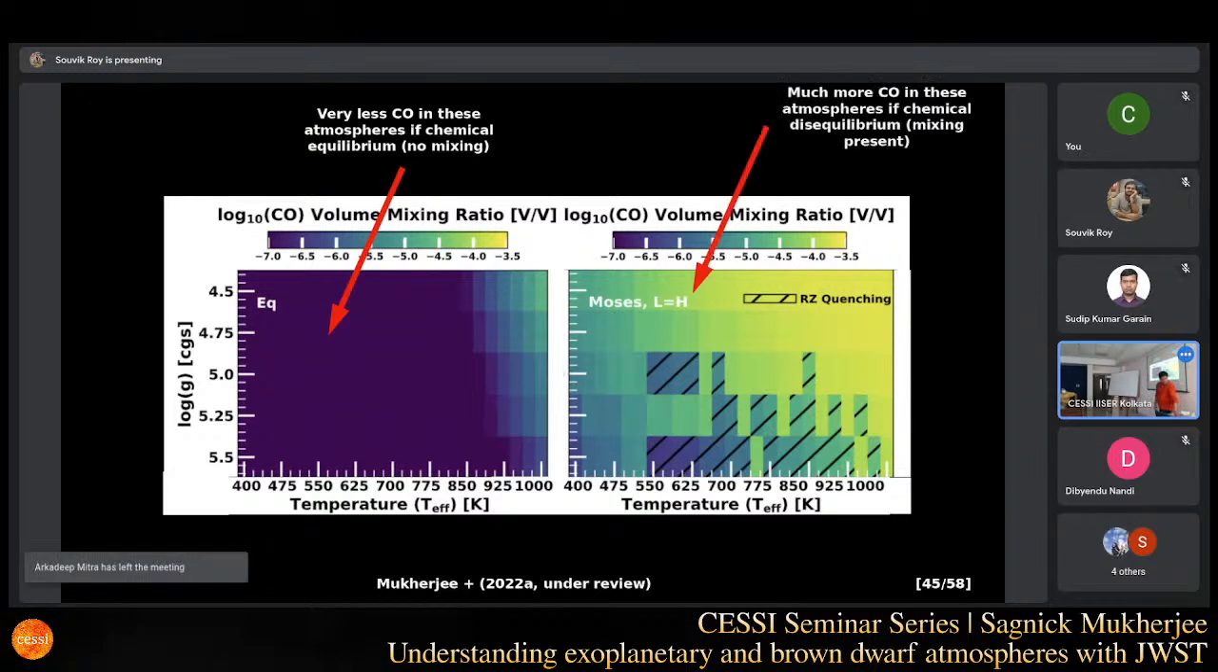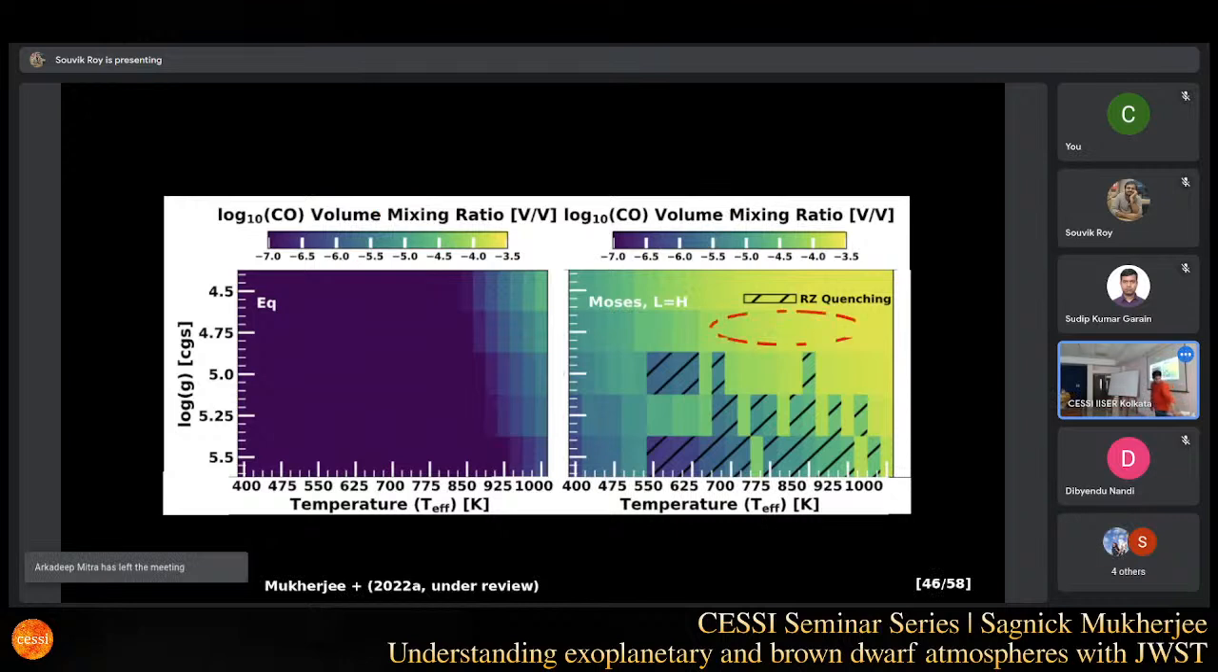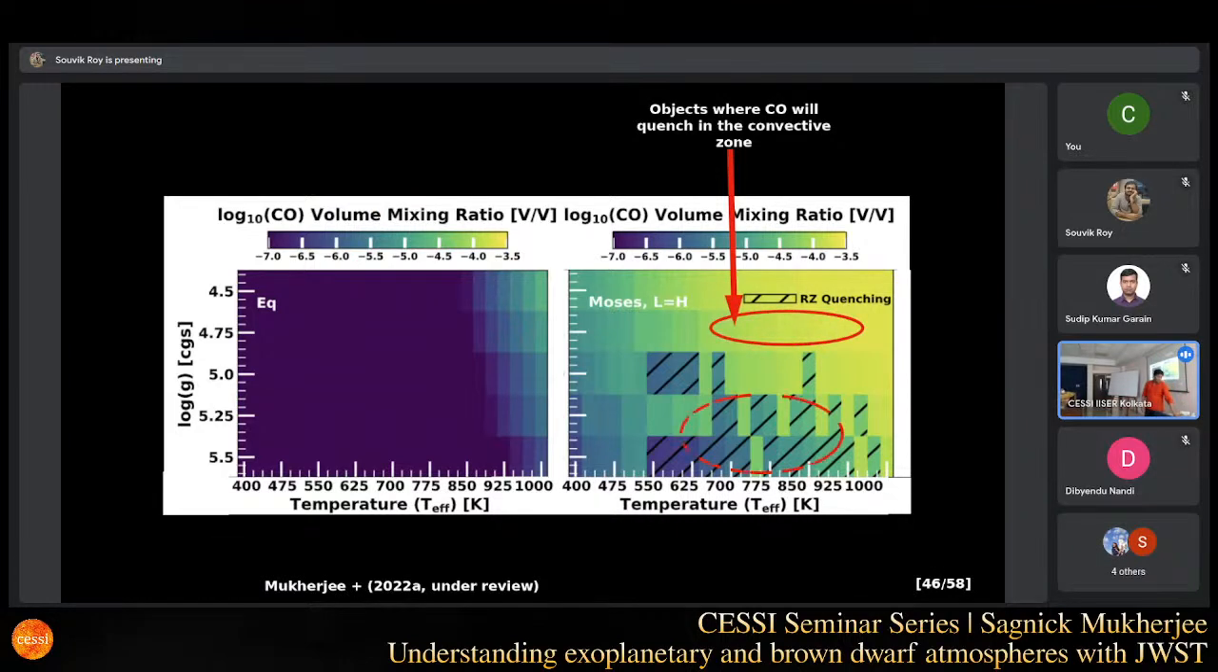So that means with our model, if you observe these objects, you can measure their convective zone KZZ. And if you observe these objects, you can actually measure their radiative zone KZZ. So we verified with our models that this is something doable. We can go out there and constrain the KZZ both in the convective zone and radiative zones of brown dwarfs.